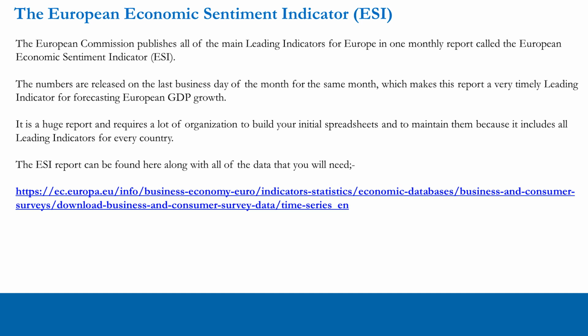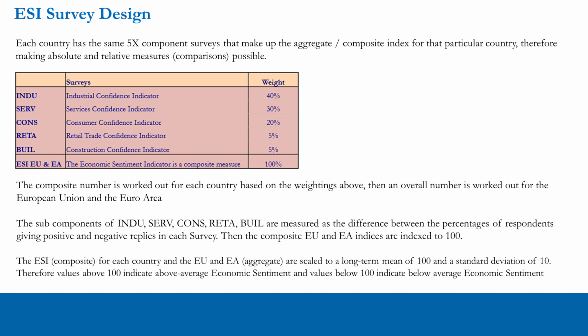Now, how does the ESI actually work? What's the survey design? Well, each country has the same 5 component surveys that make up the composite index for that particular country. So what that does for us as traders and PMs, it makes absolute and relative measures possible when we're looking at a country individually and countries compared to each other.